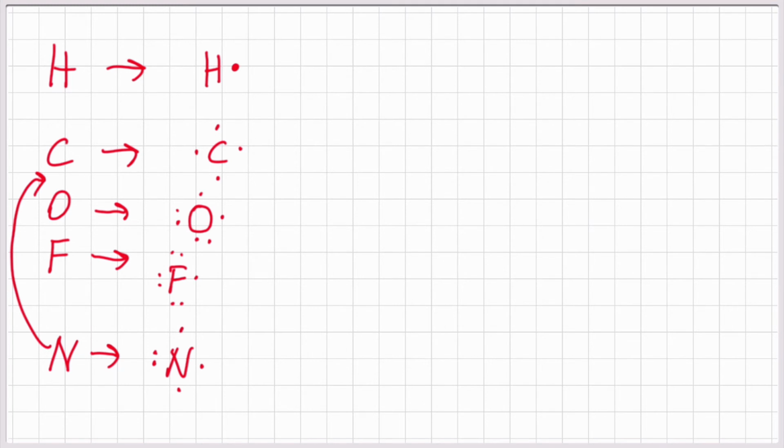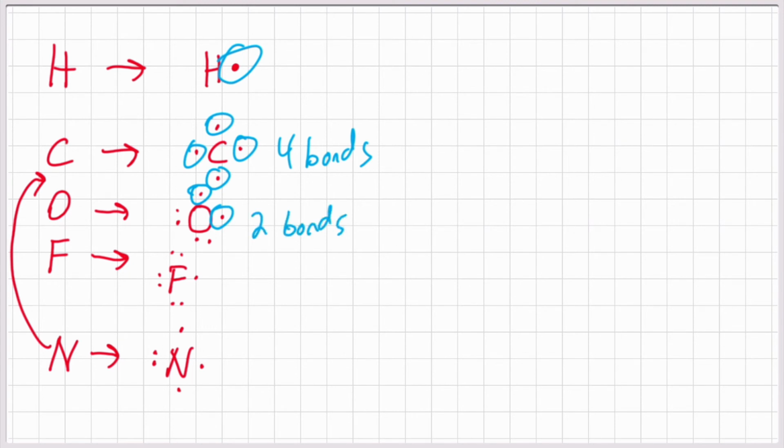So when you look at these Lewis dot structures for the elements, you'll see that hydrogen has 1 lone electron. Carbon has 4, which means it can make 4 bonds. Oxygen has 2 solo electrons, so it can have 2 bonds. All of your halogens, fluorine, chlorine, bromine, iodine, etc., they have 1 single electron, so they can make 1 bond. And then nitrogen has 1, 2, 3, and it makes 3 bonds.